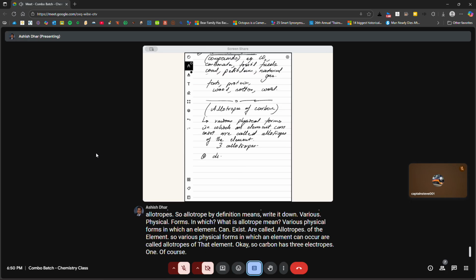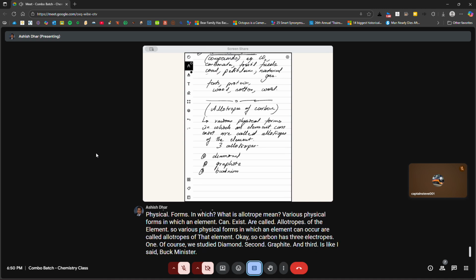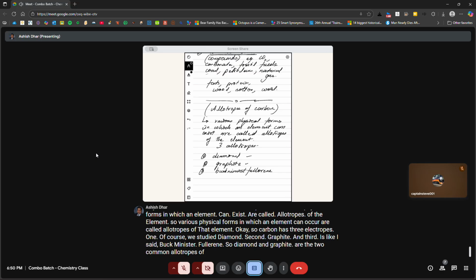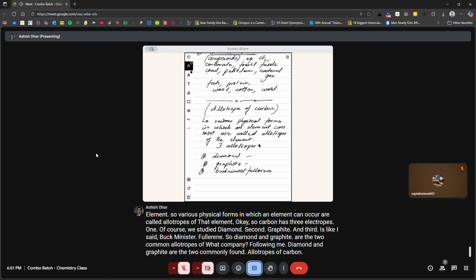Okay. So carbon has three allotropes. One, of course, we studied: diamond. Second, graphite. And third is, like I said, Buckminster fullerene. So diamond and graphite are the two common allotropes of what? Carbon. Following me? Diamond and graphite are the two commonly formed allotropes of carbon.